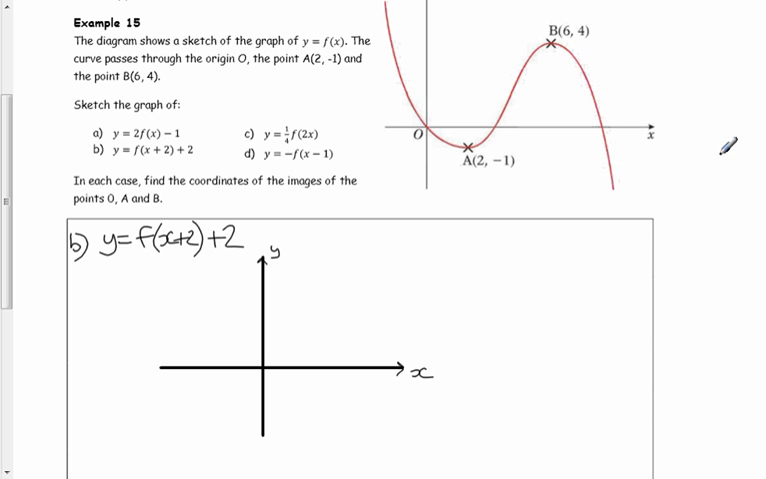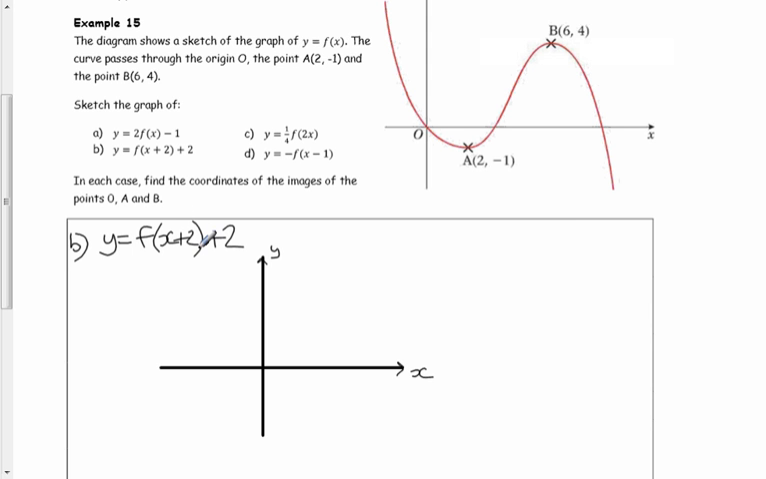C3 transforming graphs of functions, example 15b. Similar to part A, we're given the graph of f of x, this time a different transformation, y equals f of (x plus 2) plus 2. So you need to know the different effect the two plus 2's will have.